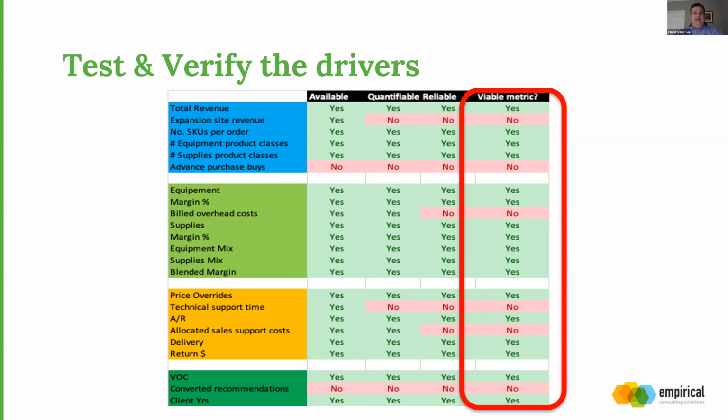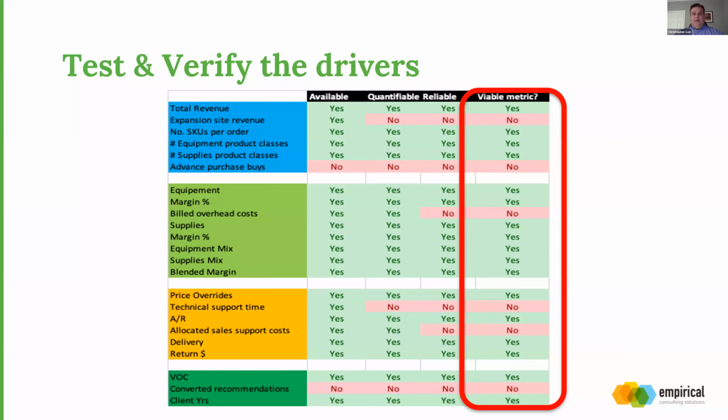Drivers must have data that is available or currently tracked in your ERP or another application. Must be quantifiable in units, dollars, percentages. Must be reliable, meaning the data is tracked manually or by an application not linked to your ERP.